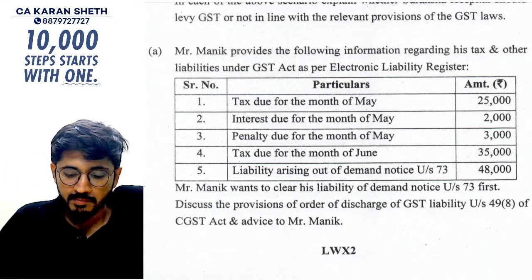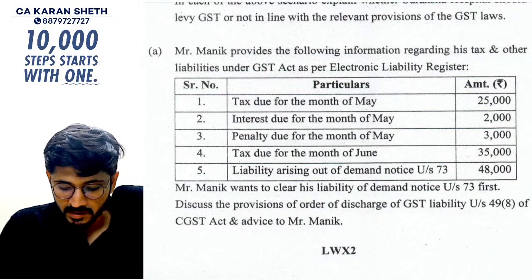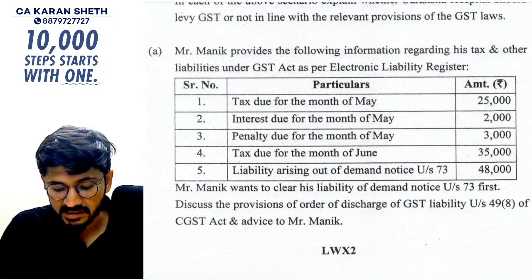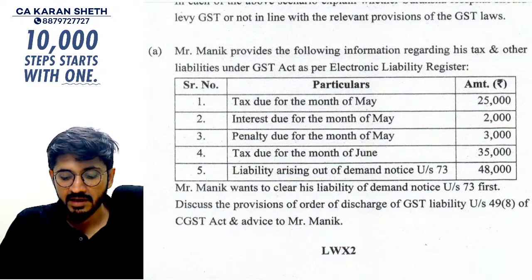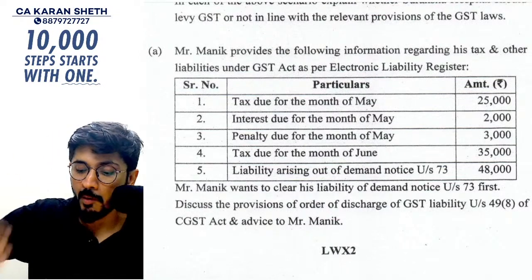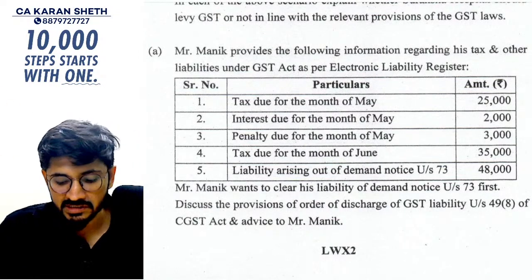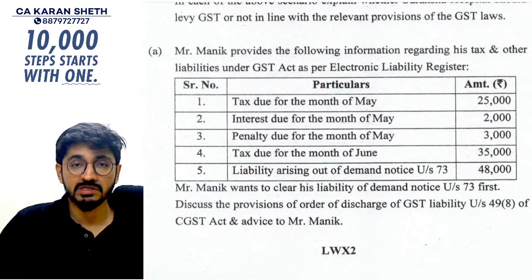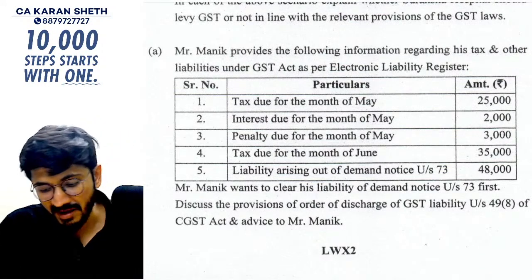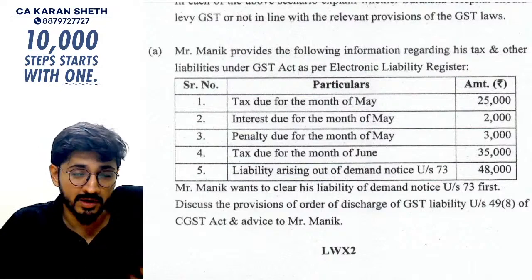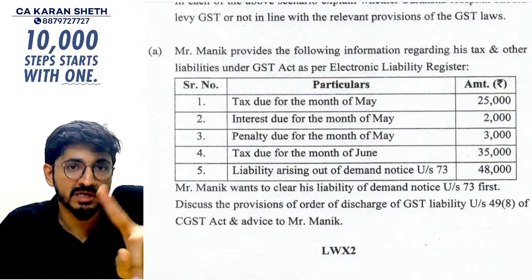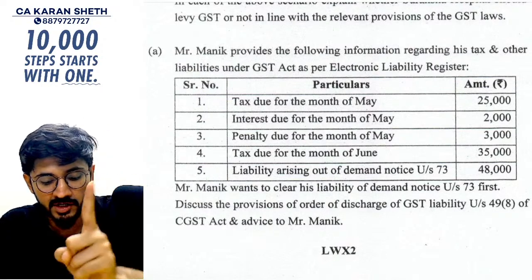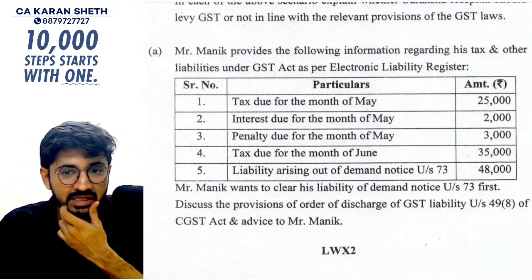Mr. Manik provides the following information. But he wants to clear the liability of demand notice under 73 first. Discuss the provisions of the order of discharge of GST liability and advise Mr. Manik how he can go about discharging liability. So which is the liability that he needs to pay off first, which ideally the system would allow? In the 5-marker question, whatever chronological order you think is right, write it that way. For example, if you feel second should be first, write second. 1, 2, 3, 4, something on those lines. Just write the sequence.